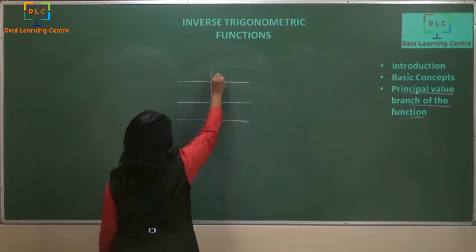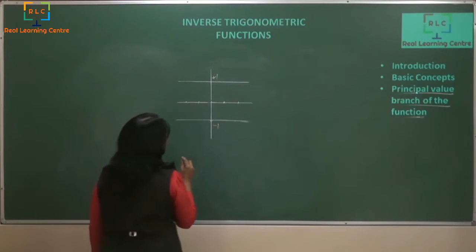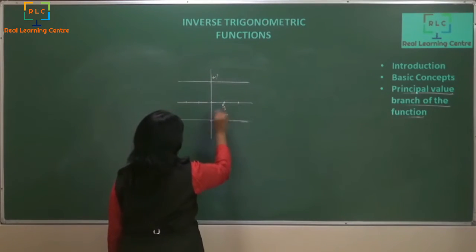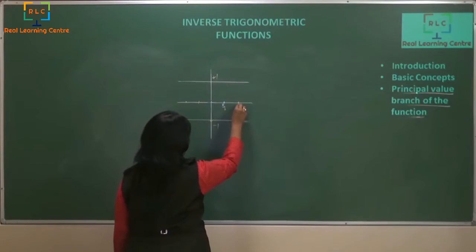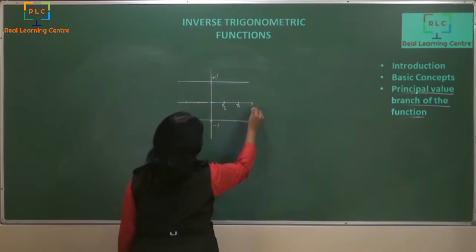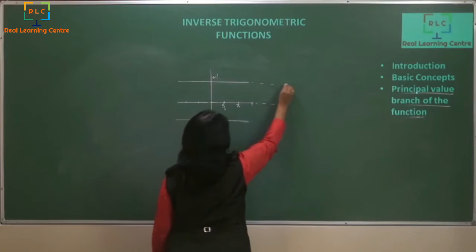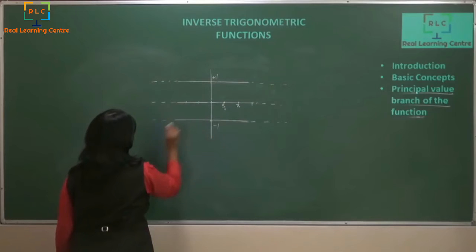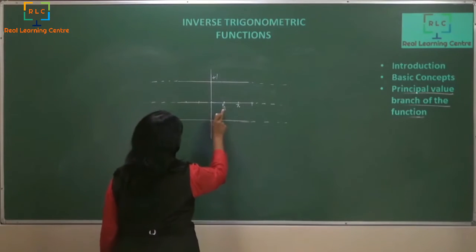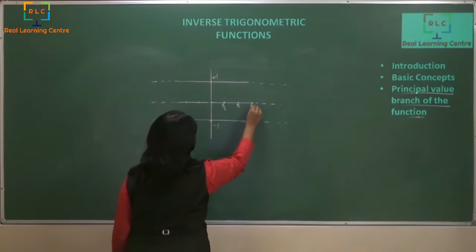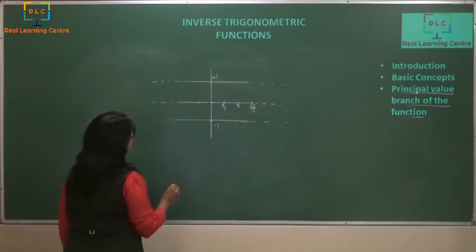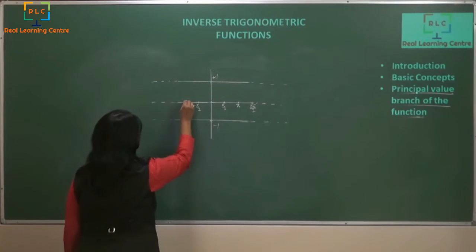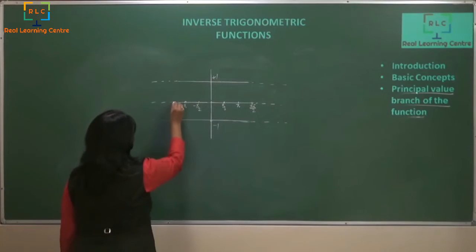So I shall take this as plus 1, this as minus 1, and then I shall take this as my pi by 2, this as my 1 pi by 2, 2 pi by 2 will be pi. Let me take the last one also, and this will extend. Pi by 2, 2 pi by 2, 3 pi by 2 you will have, and here I shall write minus pi by 2, and then you will have minus pi, and then minus 3 pi by 2, and so on.